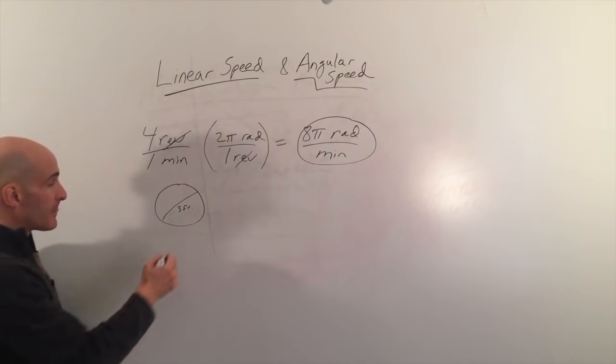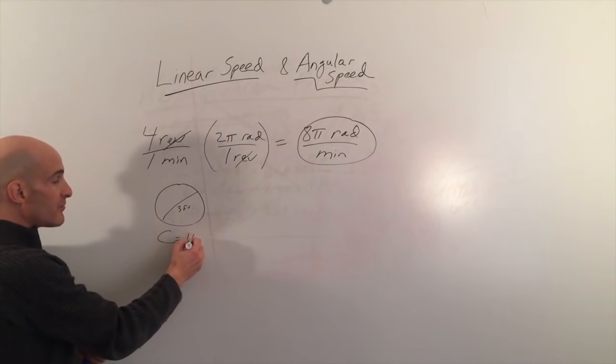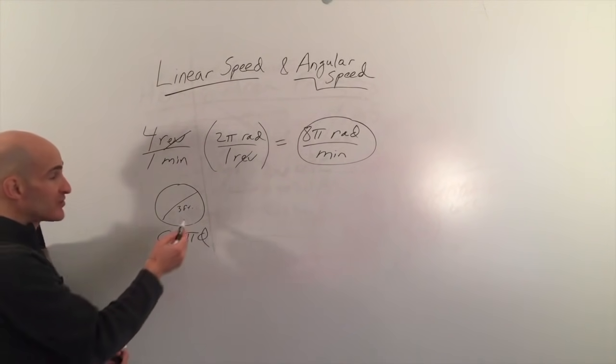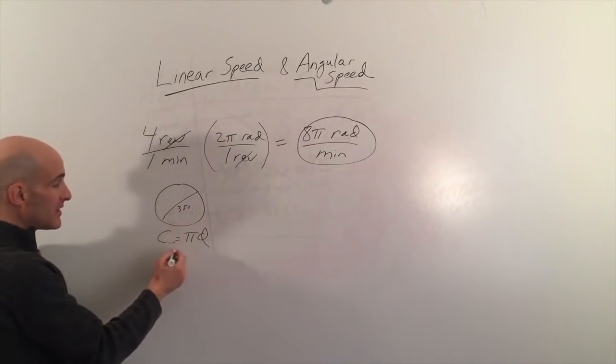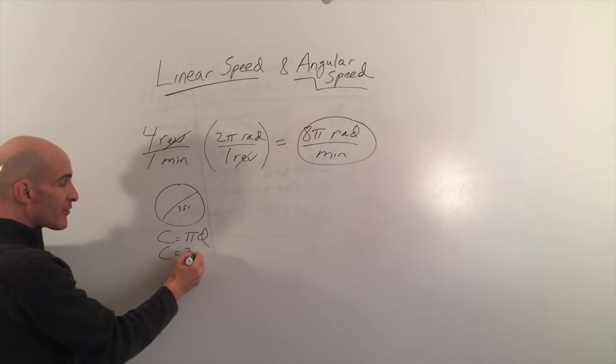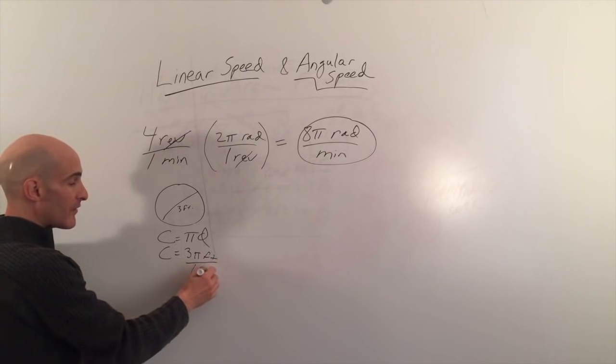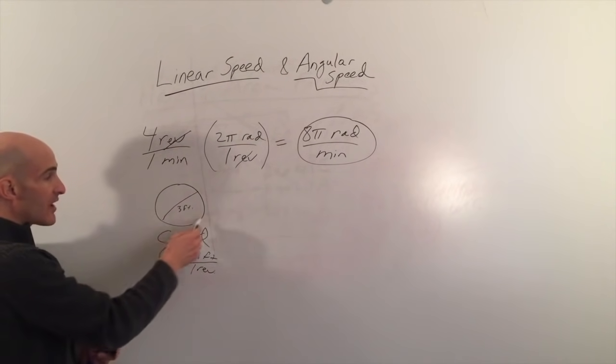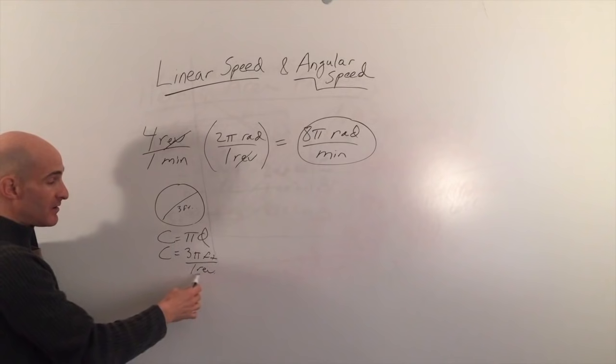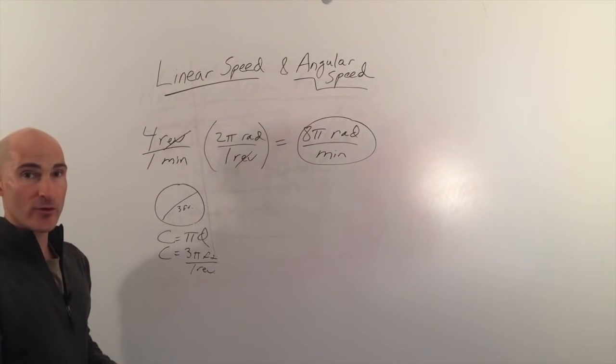And if we remember that circumference equals pi times diameter, so circumference, the distance all the way around, is going to be 3 pi feet for every 1 revolution. So if you go once around, that distance is 3 pi feet for every 1 turn, or every 1 rotation.